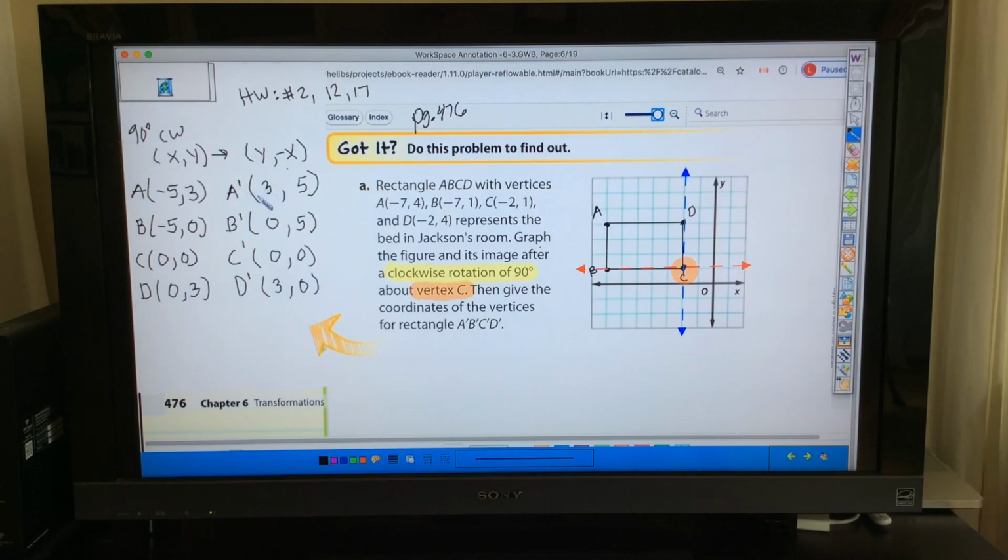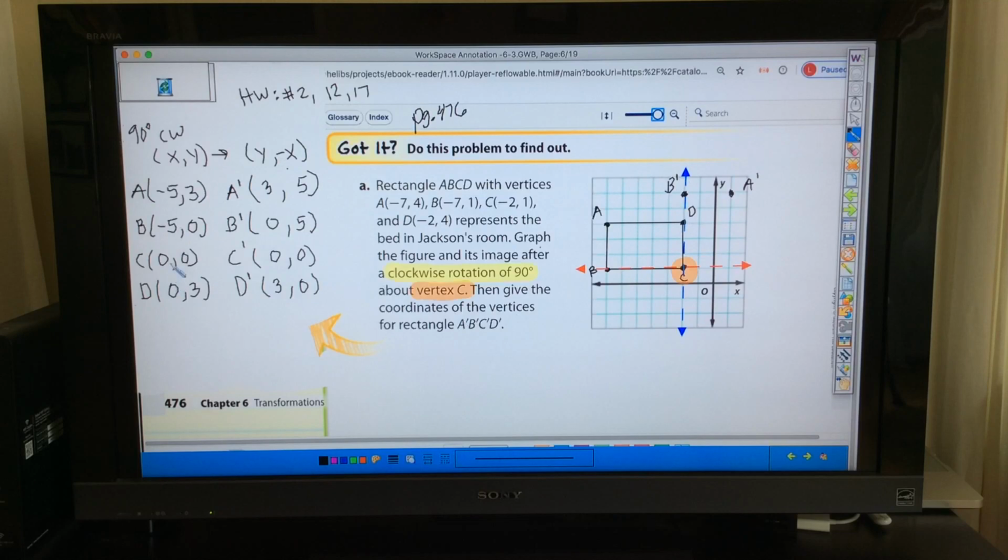Okay, so A prime is now located at, and remember, this is your origin, this is not your origin. A prime is now going to be located at (3, 5). So 1, 2, 3, up 5: 1, 2, 3, 4, 5. A prime. B prime is going to be located at (0, 5). So horizontally there's no change, but vertically we're going to go up to 5 on the y-axis.